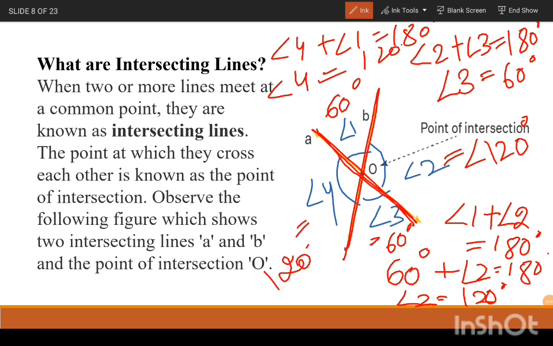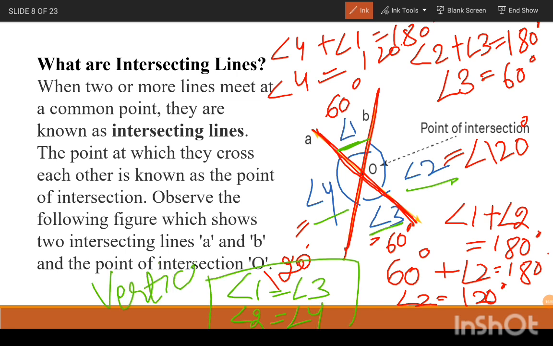Now if we see angle 1 and angle 3, they are not sharing any common side. They are opposite to each other. And we have seen that angle 1 is equal to angle 3. Similarly, angle 2 is equal to angle 4. So this is known as vertically opposite angles. Angle 1 and angle 3 are vertically opposite. Angle 2 and angle 4 are vertically opposite.